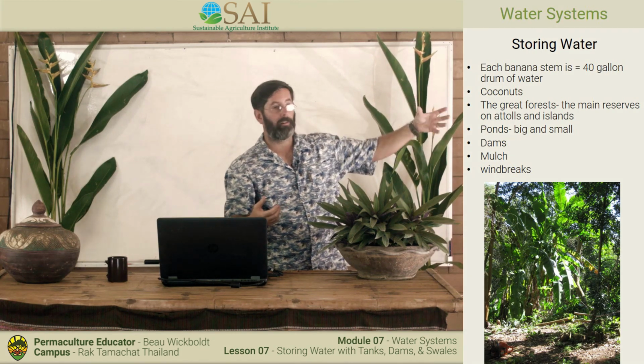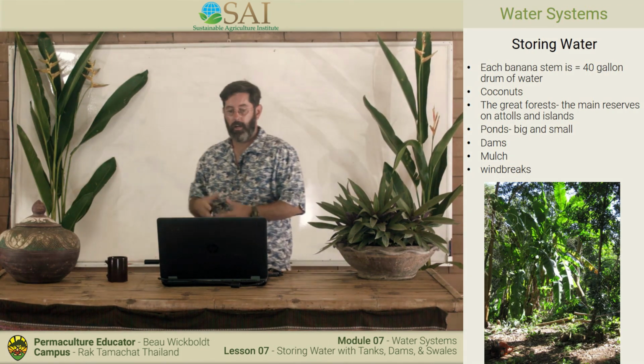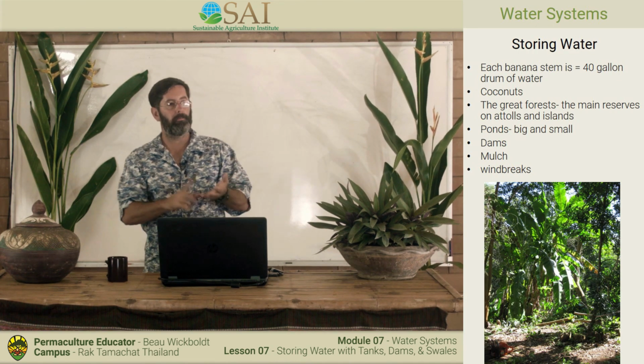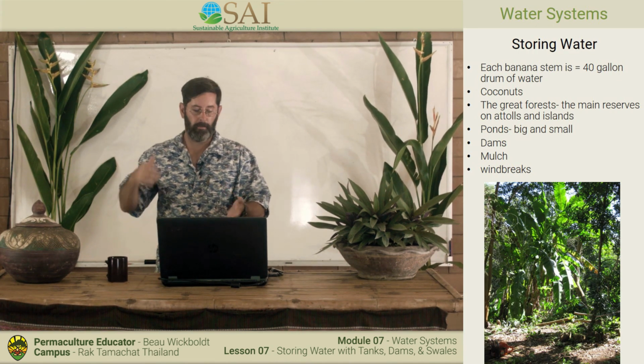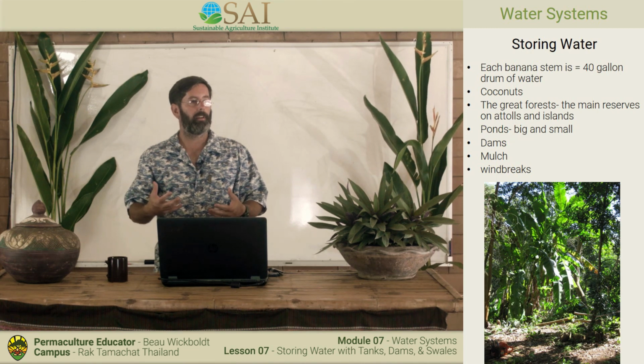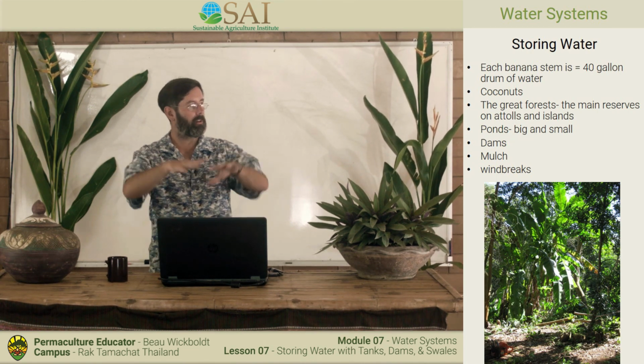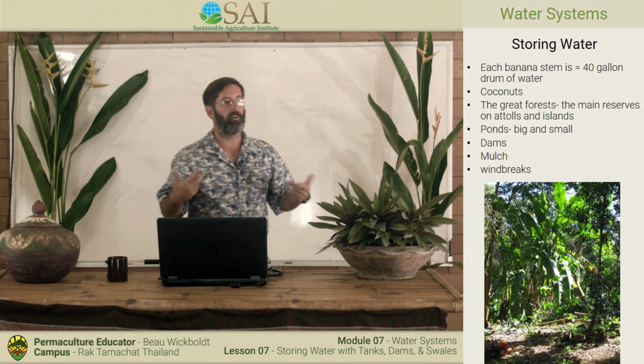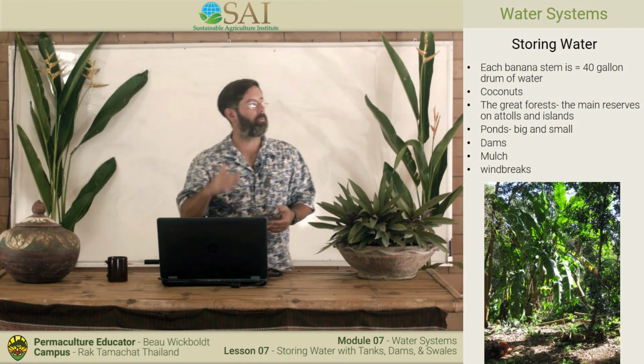Coconuts store water well. Beautiful tree. The great forest, any biomass. We can make ponds. They can be big or small. We can make dams. Mulch is another great way to hold water. If we mulch our property, it doesn't allow the water to evaporate, so we don't want evaporation. Mulch helps us. And windbreaks.